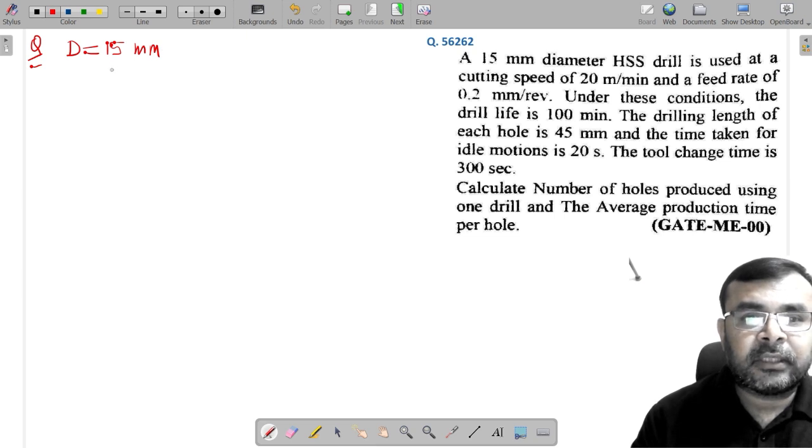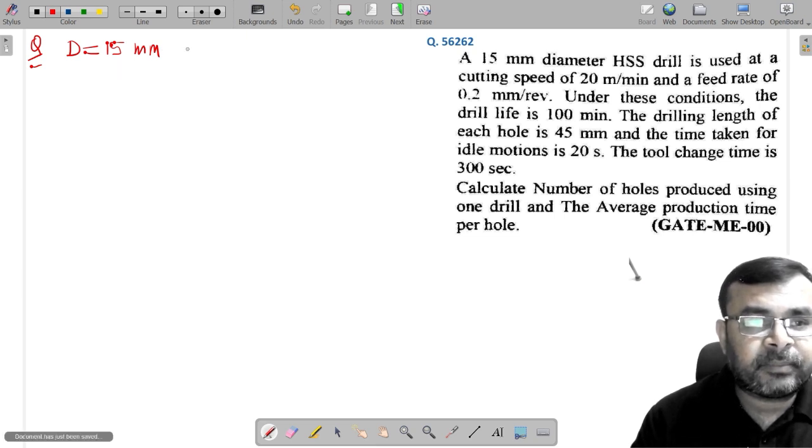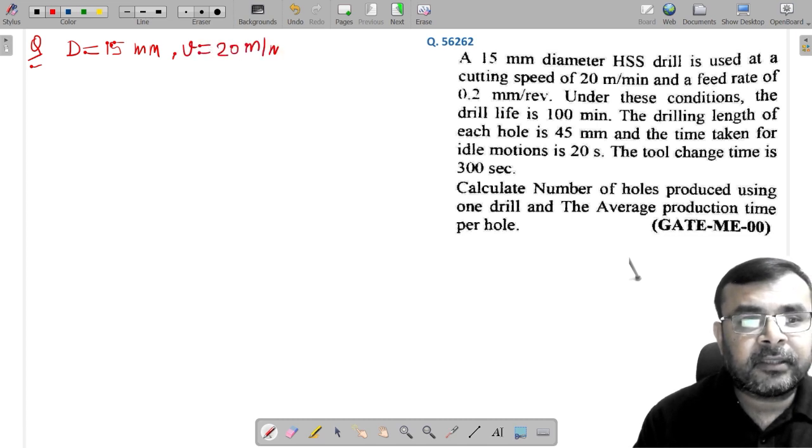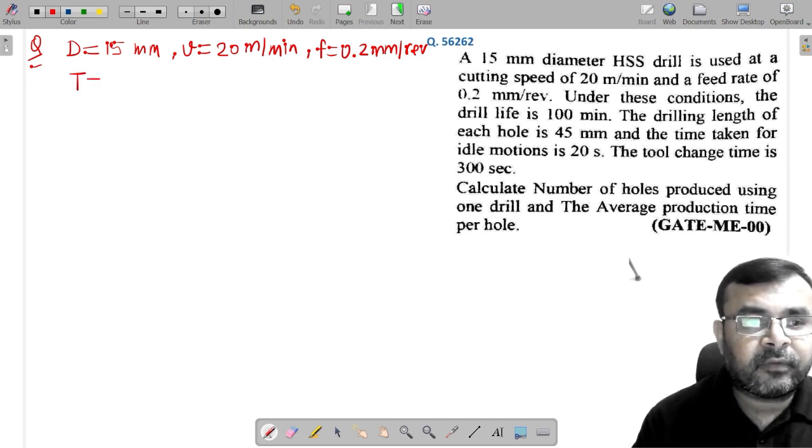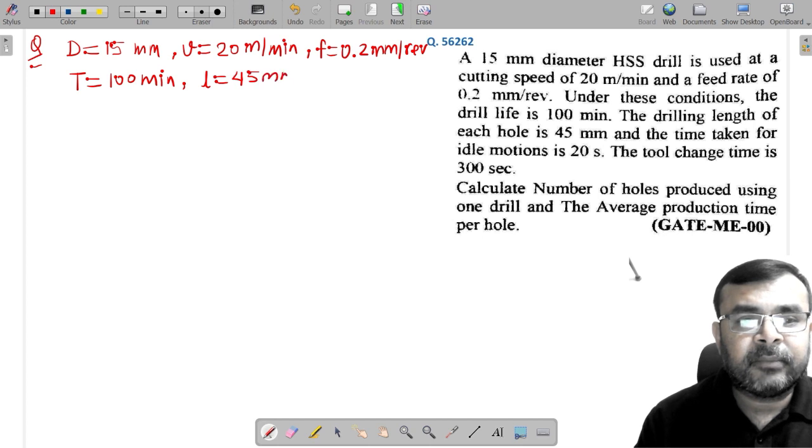An HSS drill is used at a cutting speed of V equal to 20 meter per minute and a feed rate of F equal to 0.2 millimeter per revolution. Under these conditions, the tool life of the drill bit is 100 minutes. The drill length of each hole is, let's say, L equal to 45 millimeter.